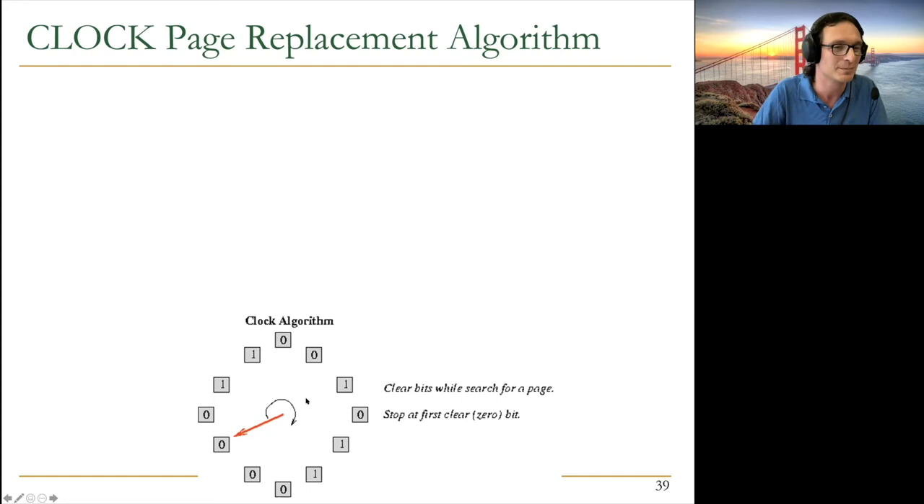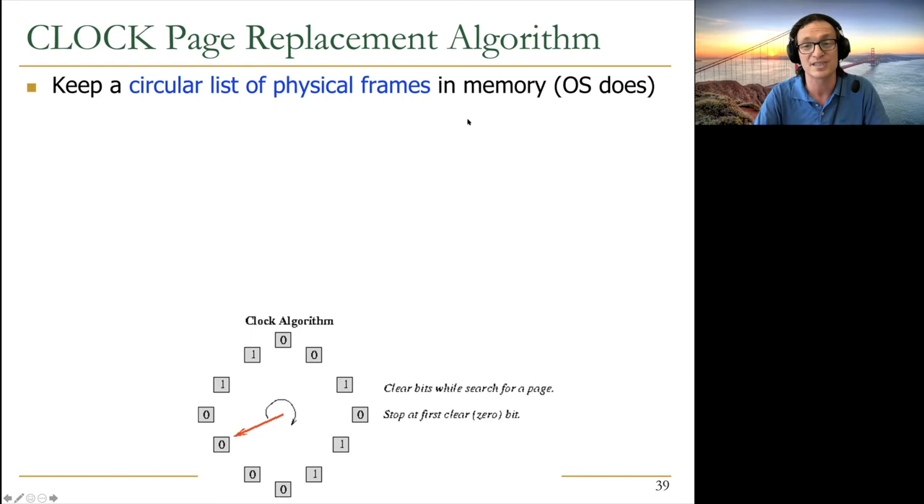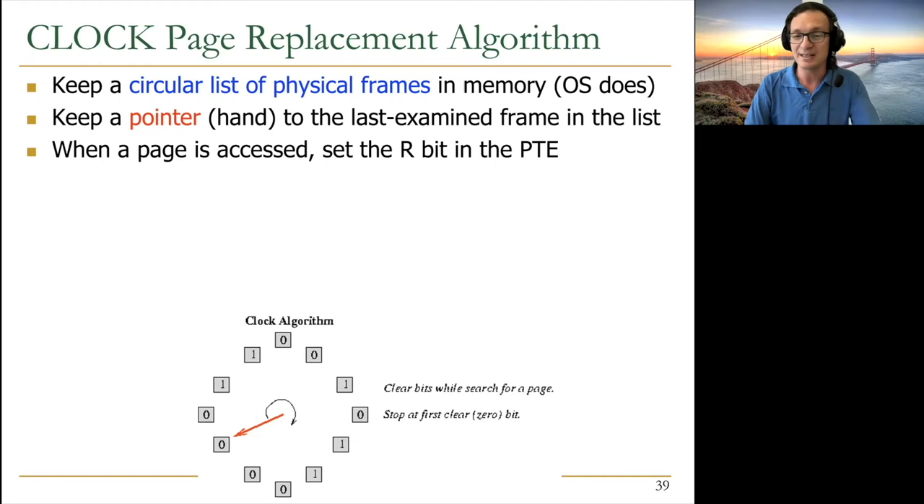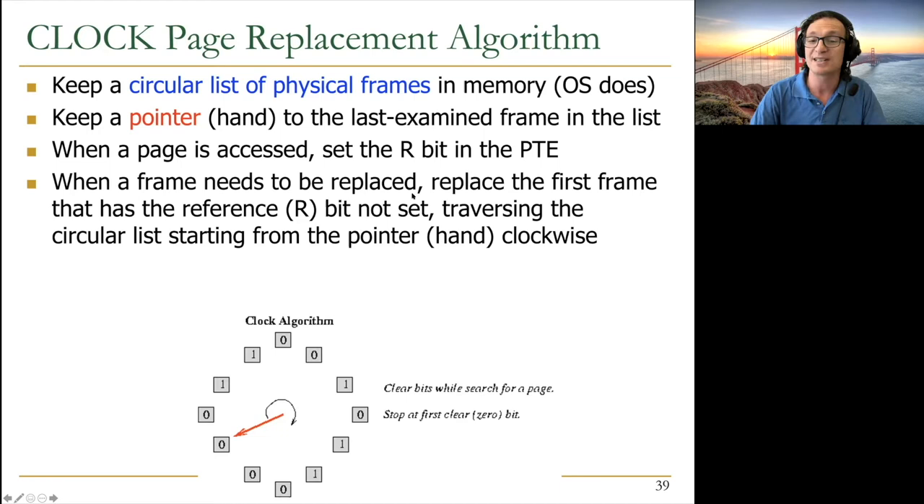Also, the operating system keeps a circular list of physical frames in memory. So the operating system does all of this, basically. Keep a pointer or hand to the last examined frame in the list. When a page is accessed, you set the reference bit in the PTE. Remember, I showed you those. When a frame needs to be replaced, replace the first frame that has the reference bit not set, zero, traversing the circular list starting from the pointer hand clockwise.